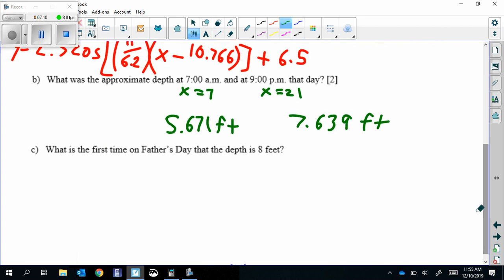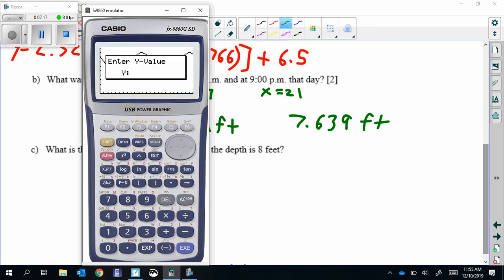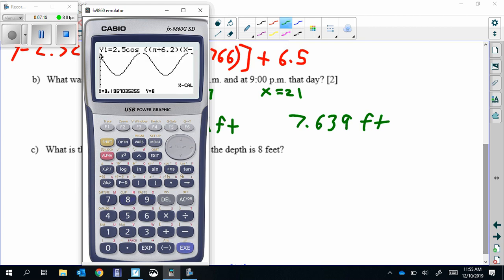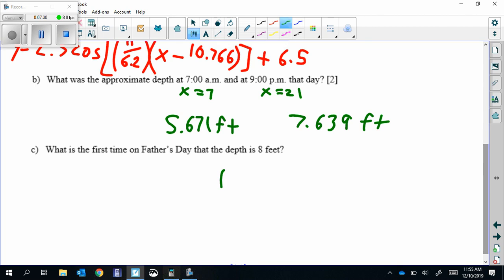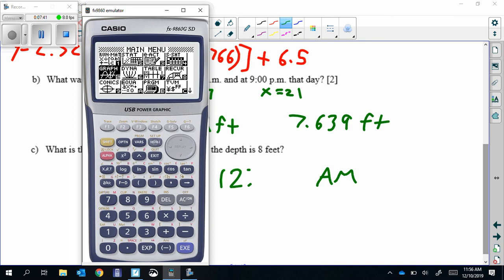And then the first time that the depth is at 8 feet, that's going to be an x calc, because we know the y value this time. Y value is 8. Happens very soon. So that's right after midnight, 0 hours. So it's going to be 12 something a.m. 0.196. I'm just going to keep my calculator there, so that stays as my x value.